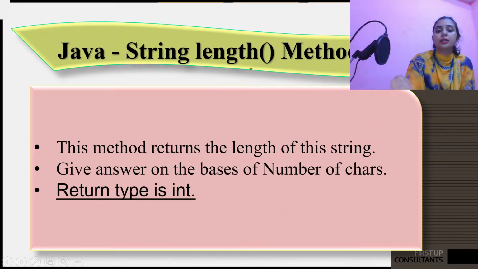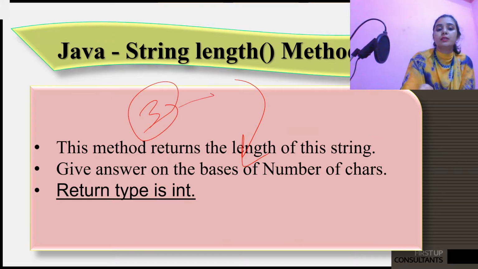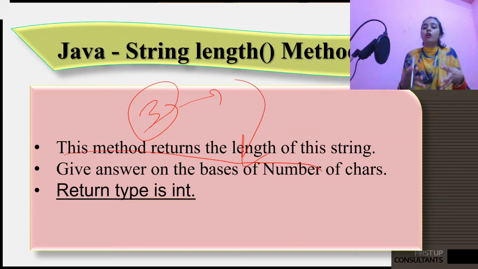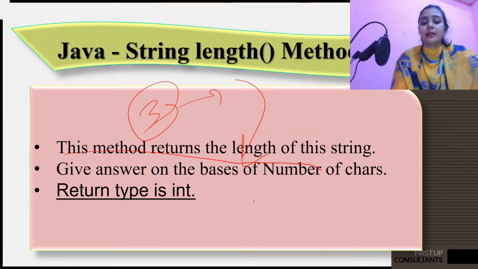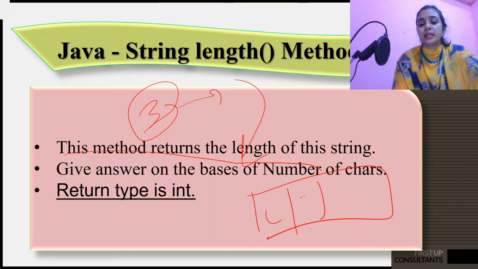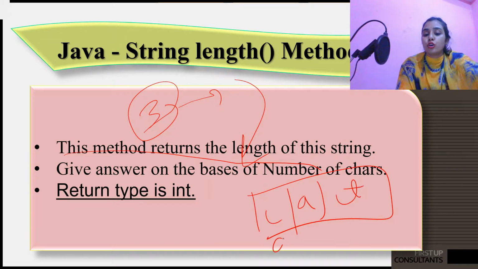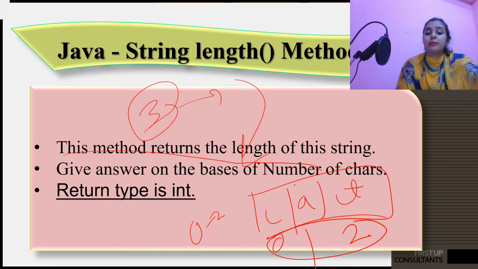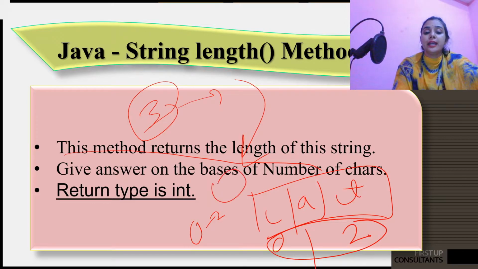There is also the string length function. All 3 functions we will do in the same lecture, and I will tell you practically also. First of all, see here, this method returns the length of the string. For example, let's say there is "cat". Index 0, 1 and 2. So total how many elements are there? 0 to 2, that means there are 3 elements.